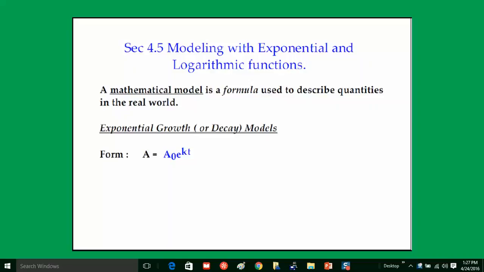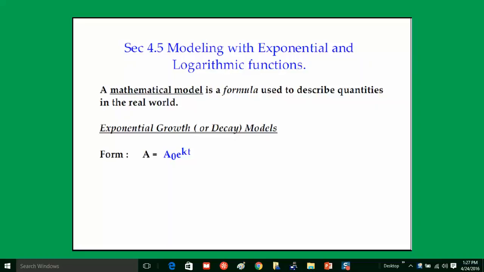Hi students, this video covers section 4.5, modeling with exponential and logarithmic functions. This particular video will cover PowerPoint slides 1 through 8.